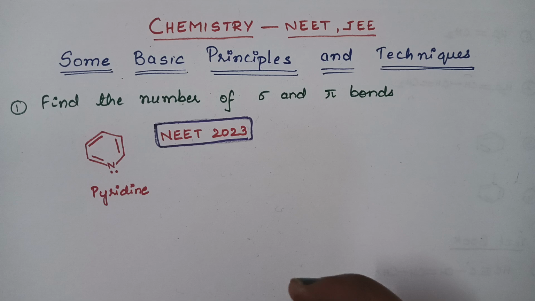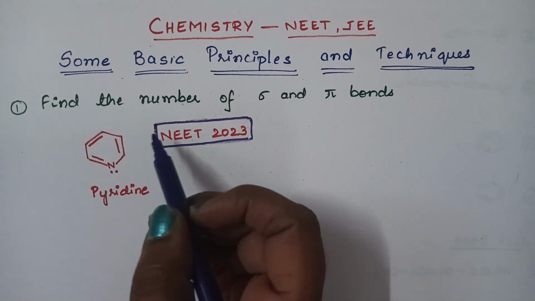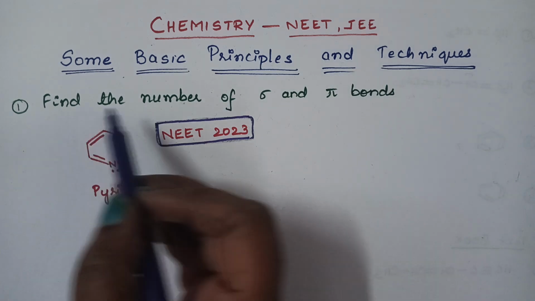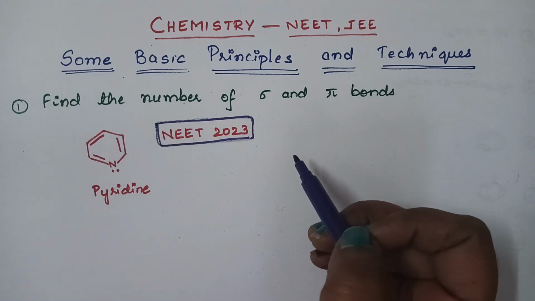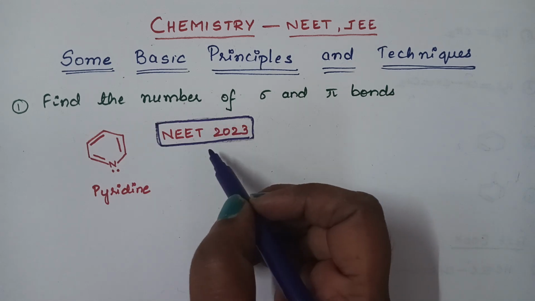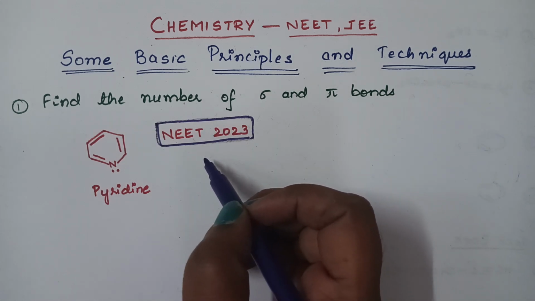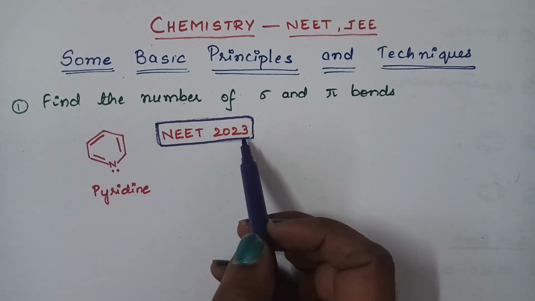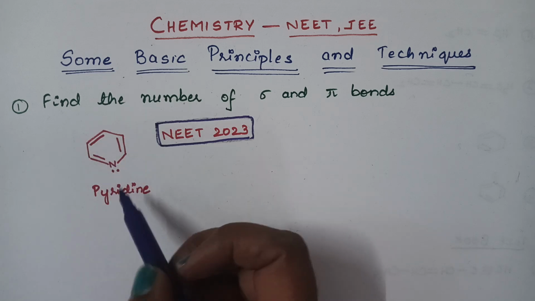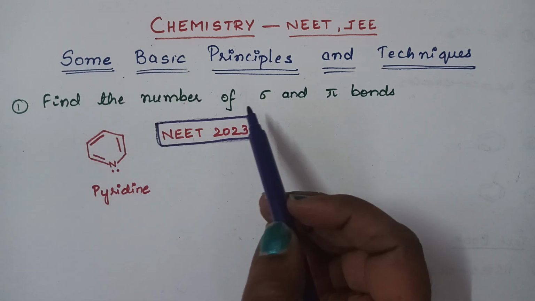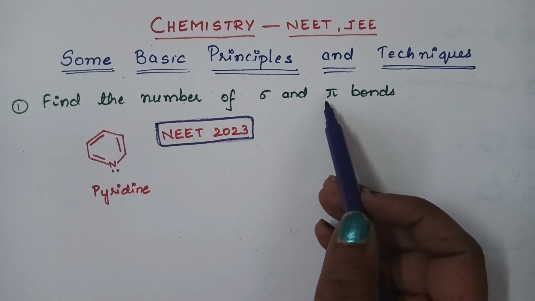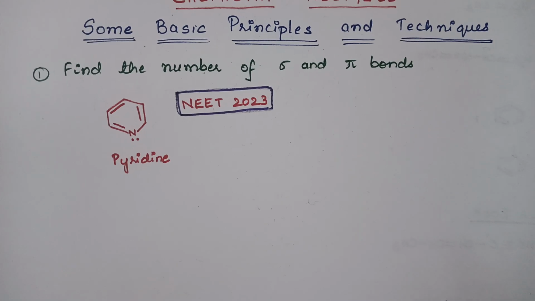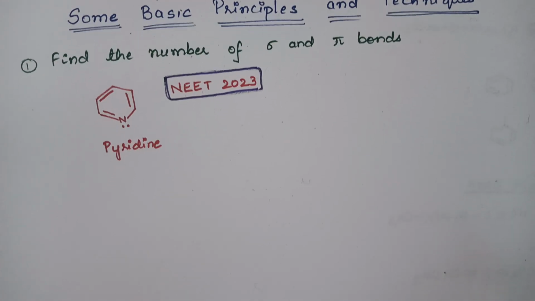Today what we are going to learn is the first important concept in some basic principles and techniques, that is finding the number of sigma and pi bonds. Students, this concept is very important from the NEET point of view as well as your board examination. In NEET 2023, this question was asked: in pyridine, you have to find the number of sigma bonds and the number of pi bonds. First, let us know the meaning of sigma bond and pi bond.